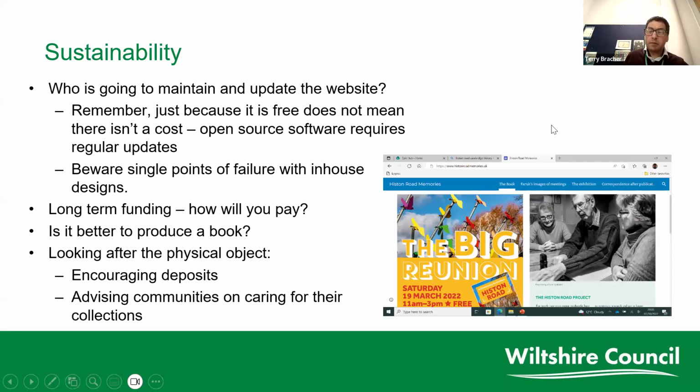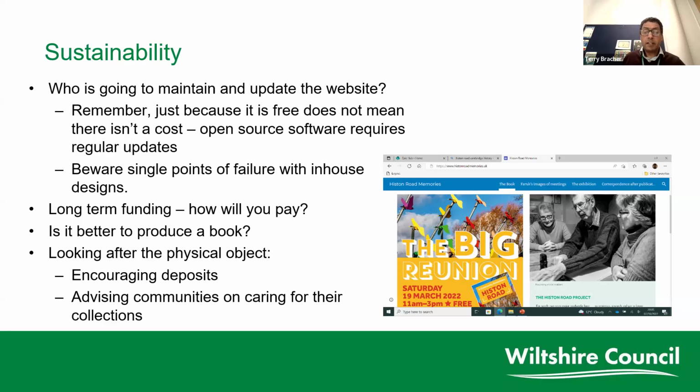Just remember that it's not free. Just because some websites and software like WordPress can be free to source, there is a bit of a cost to upkeep them, and we discussed that in the toolkit as well. And I've mentioned before, beware of the single points of failure with in-house designs. Long-term funding, again, is always an issue for local studies libraries and for local history groups. You might get your Heritage Lottery Fund money, but how are you going to pay for it in the long run?